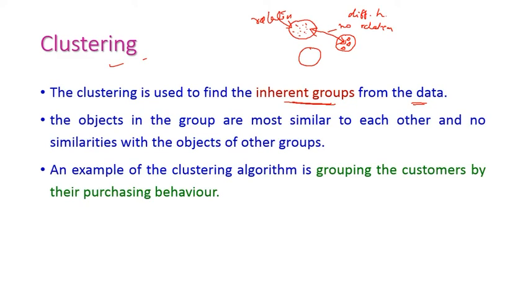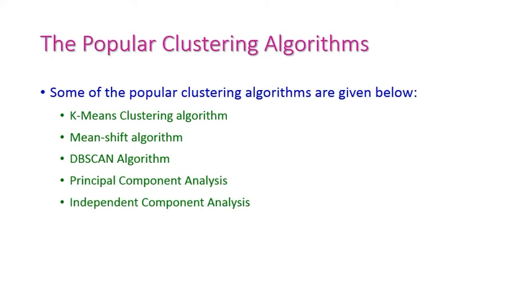Some examples of clustering are grouping customers based on their purchasing behavior, and just now we have seen the fruits example, which is also an example of clustering. Many clustering algorithms are used in machine learning. The first one is the k-means clustering algorithm, then the mean shift algorithm, DBSCAN algorithm, principal component analysis algorithm, independent component analysis algorithm, and so on.